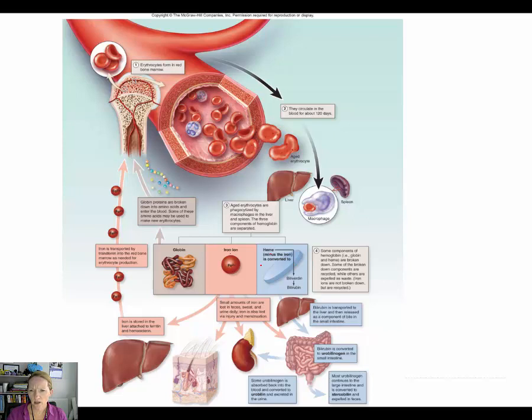Why don't we start with globin? Globin is probably the easiest one to start with. So remember, globin is just a protein. Proteins are made of amino acids, so we can go in and break down this protein into amino acids.